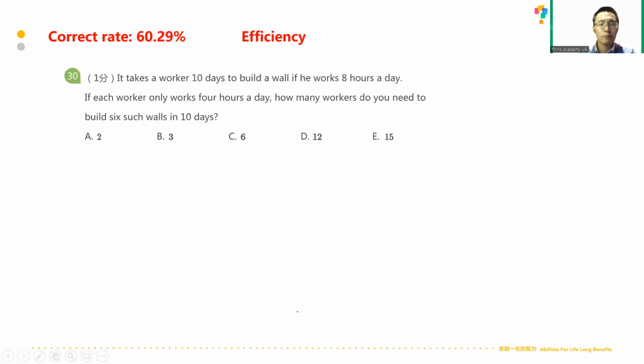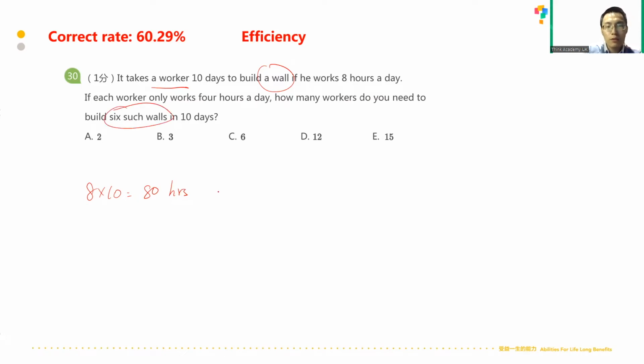Right. Let's move on to question number 30, which is an efficiency problem. It takes a worker 10 days to build a wall, so one wall, if he works 8 hours a day. So if we're working 8 hours a day and 10 days in total, it will be 8 times 10, 80 hours. So one wall will take one worker 80 hours to build. And let's look at the question. If each worker only works 4 hours a day, how many workers do you need to build 6 such walls in 10 days?